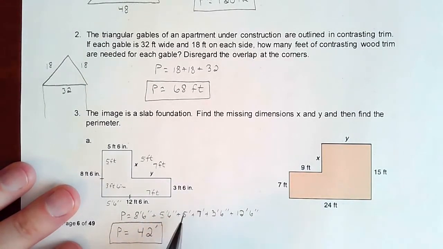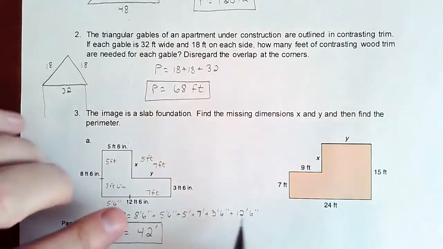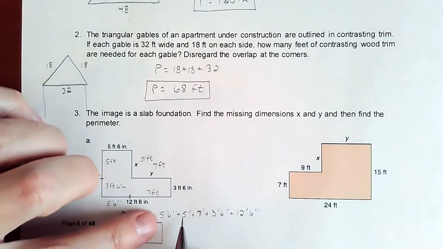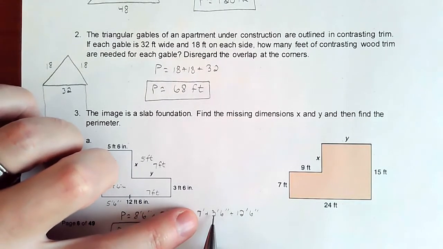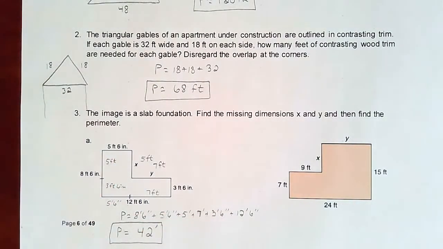The 8, the 5, the 5, the 7, the 3, and the 12 would all add up to 40, because that's 20, that's another 10, so that's 30, that's another 10, so there's 40, and then plus the 6 inches, four of them, that makes 2 feet.